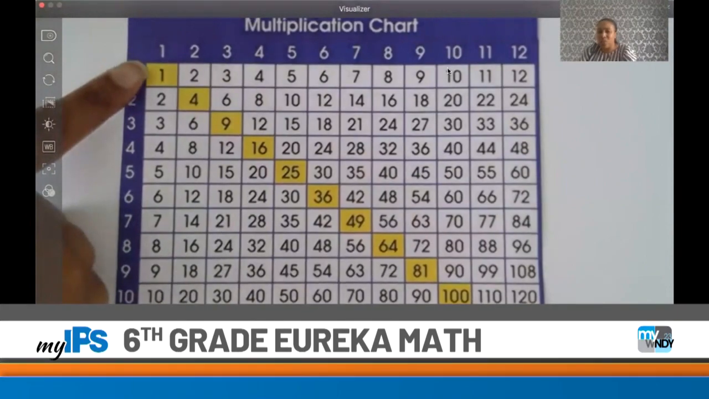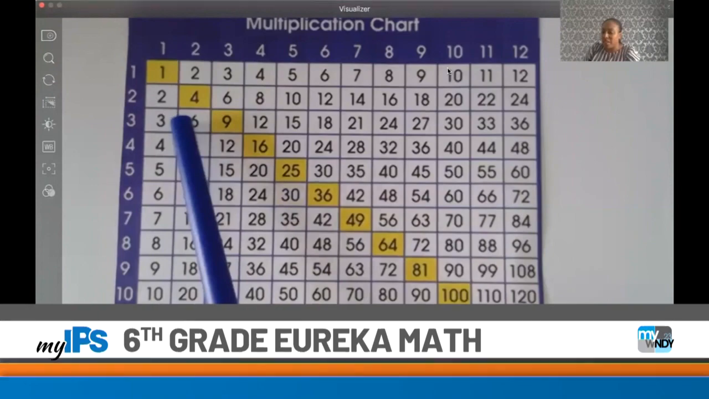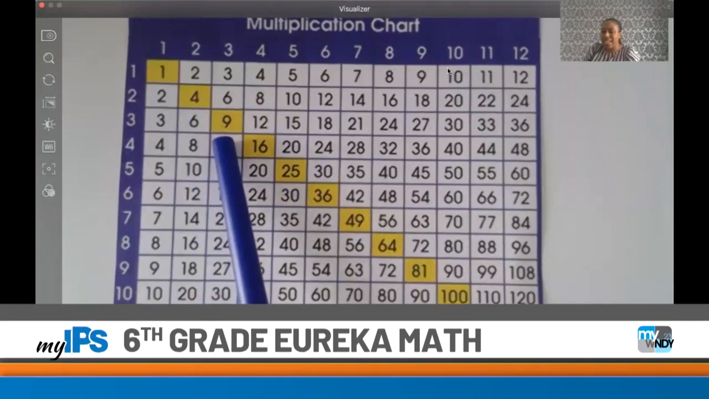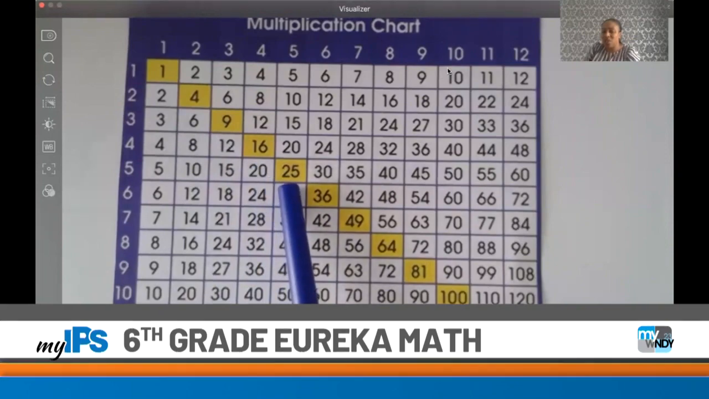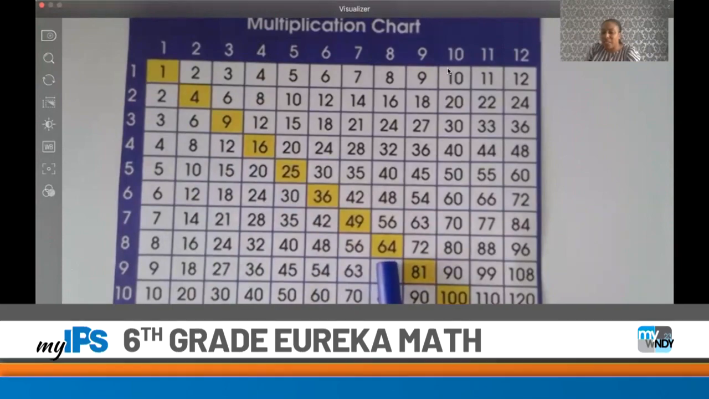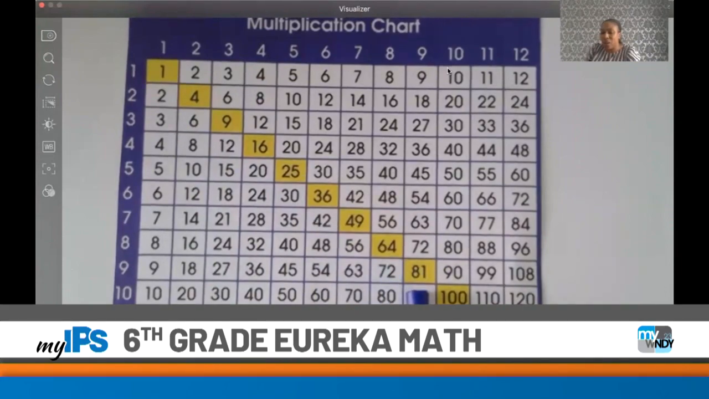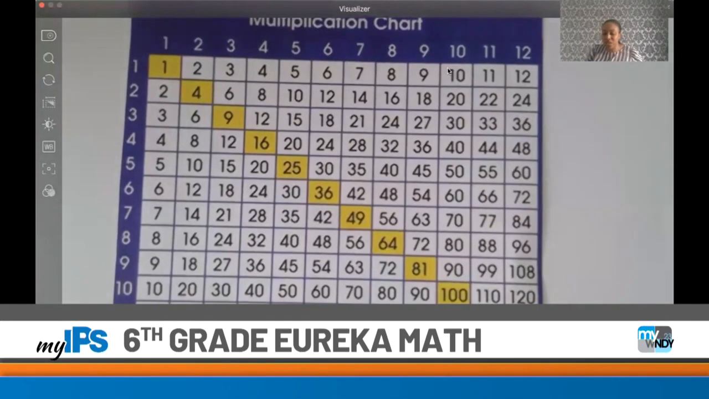1 squared is 1. 2 squared is 4. 3 squared is 9. 4 squared is 16. 5 squared is 25. 6 squared is 36. 7 squared is 49. 8 squared is 64. 9 squared is 81. 10 squared is 100. 11 squared is 121. And 12 squared is 144.